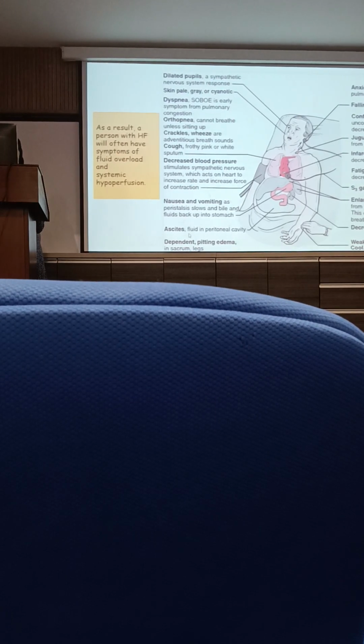Ascites again is caused by congestion of the water and also pitting edema. Okay. Similarly, the signs here are all signs of heart failure. Jugular vein is distended. Okay, patient may have infarct because of the decrease in cardiac output, fatigue and tachycardia, enlarged spleen and the liver, decreased urine output because the body is trying to conserve the blood volume.